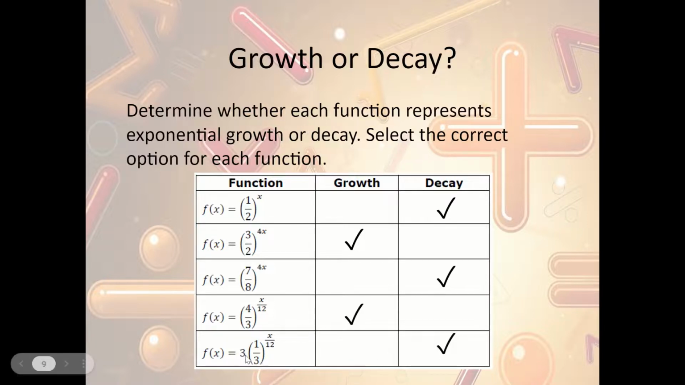Notice it didn't matter that they put a coefficient, it didn't matter that they messed with the exponents. This is the only number that matters. If it's bigger than 1, it's growth. If it's smaller than 1, it's decay.